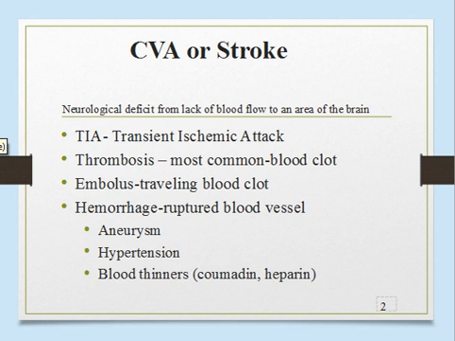Thrombosis, most common blood clot. It's the most common, which is a blood clot traveling to the brain. An embolus, which is a traveling blood clot, and a hemorrhage, which is a ruptured blood vessel, such as aneurysm, hypertension, often caused because the patient is on blood thinners, Coumadin and heparin.